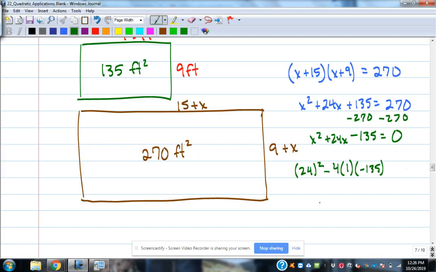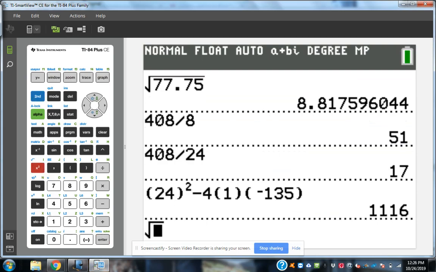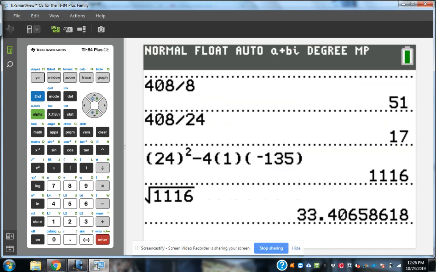So when I do my quadratic formula, I got x equals negative b, negative b plus or minus the square root of 1,116 over 2 times a. Does 1,116 have a good square root? It does. Okay, so we're going to need that number in a minute.